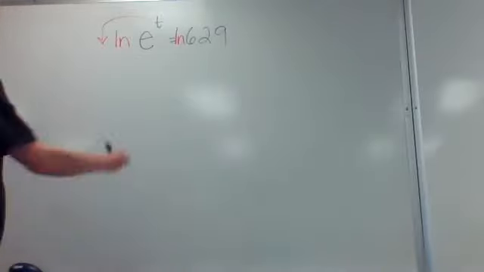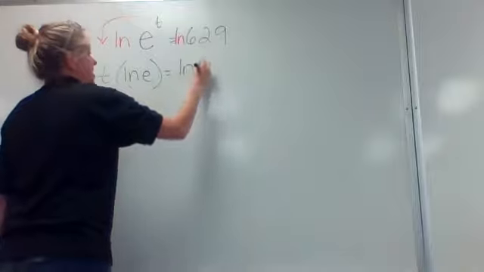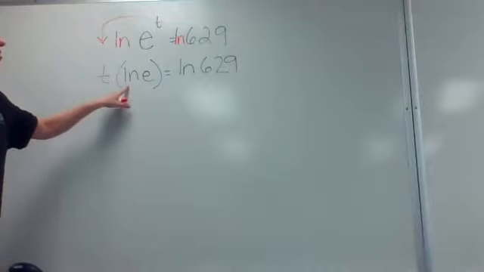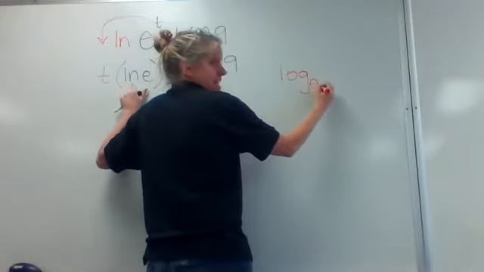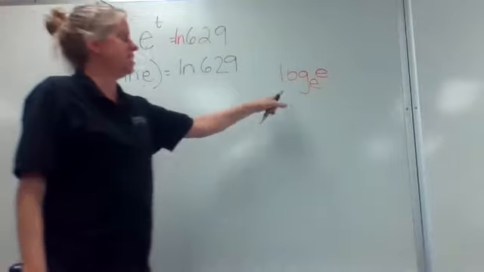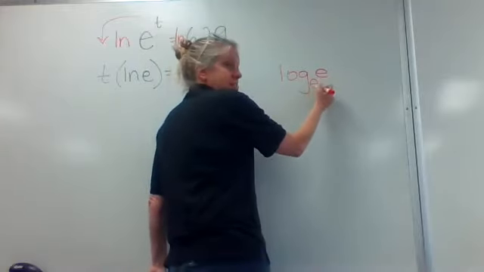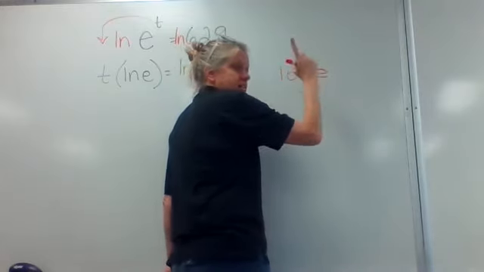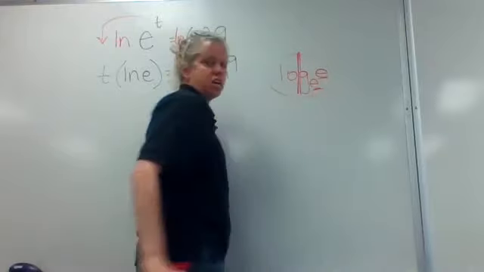So I've got t times ln e equals ln 629. Now, here's why I used ln. Anytime I'm dealing with e, I want to use an ln because what is ln? It's log with a base of what? E. So if this is log base e of e, what is this equal to? 1. Remember, if these two things are the same, this whole thing is 1 because what does this mean? E to what power is e? The first.